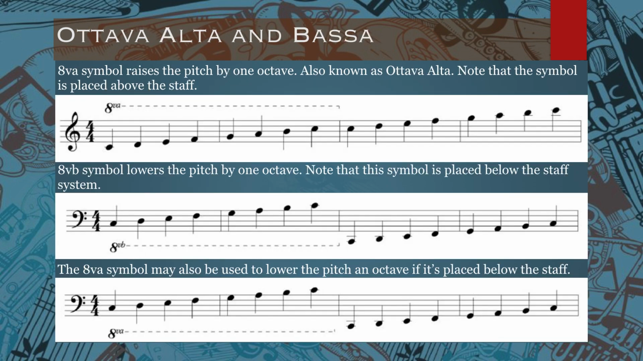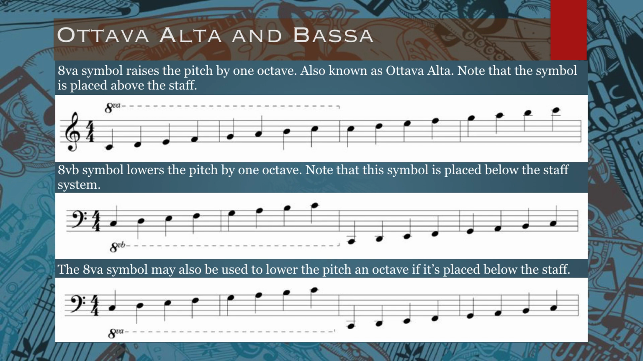So the 8VA symbol raises the pitch by 1 octave. It's also known as ottava alta. Note that the symbol is placed above the staff. The 8VB symbol lowers the pitch by 1 octave. Note that this symbol is placed below the staff.